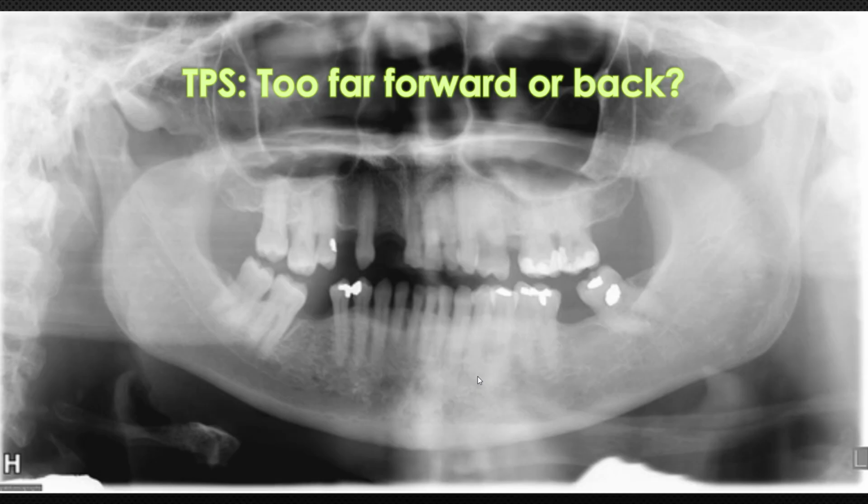And how about this one? Do these teeth look normally proportioned? They look a little bit shrunken, a little bit squished horizontally. And what does that mean? Too far forward or back? That means the patient was too far forward. Their face, their anterior teeth were too close to the sensor. And that's what causes that appearance.